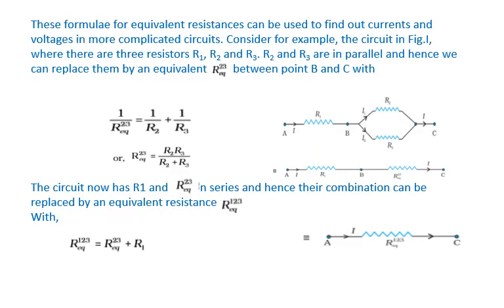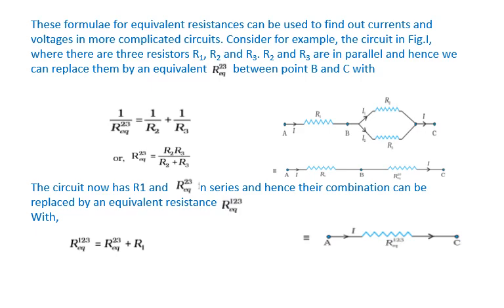Now here you can see that there is a mixed combination. In the first figure, R1, R2 and R3 are the three resistors having resistances R1, R2, R3, and in this you have to identify which ones are in series and which ones are in parallel combination. Among R2 and R3 the current is dividing, so they are in parallel combination. By following the same procedure, we get 1 by R equivalent of 2, 3 equals 1 by R2 plus 1 by R3. Therefore R equivalent of 2, 3 will be R2 R3 upon R2 plus R3.